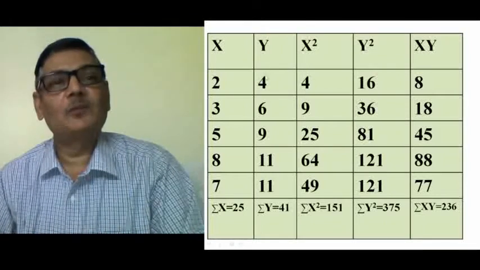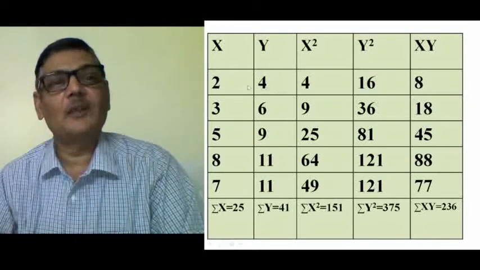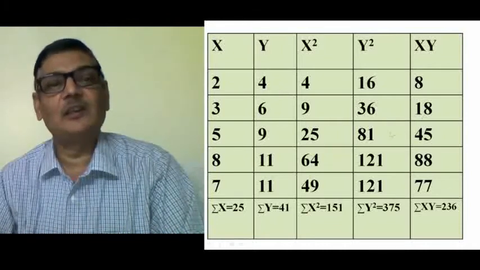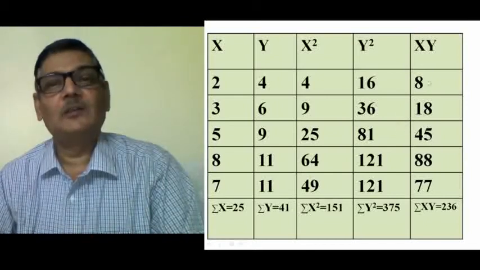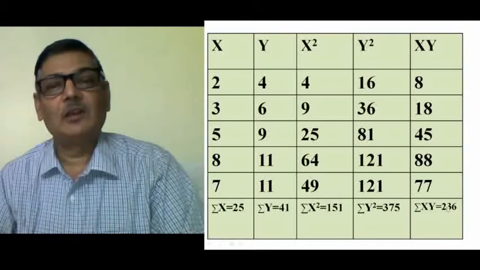Likewise, the values of y will be squared. So these are the individual square values of y variable, and its sum, sum of y square, has come 375. And then in the fifth column, we are obtaining sum of xy. For that, we shall be multiplying the values of x and y. So 2 into 4, it has come 8. Then 3 into 6, it has come 18. 9 into 5, it has come 45. So that way, we have got the values of xy for each case. Its sum has come 236.